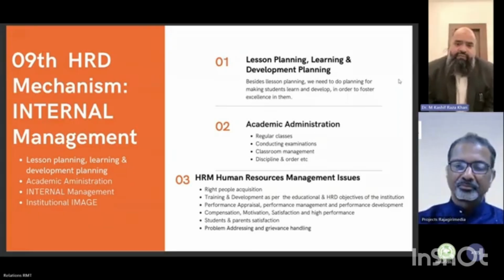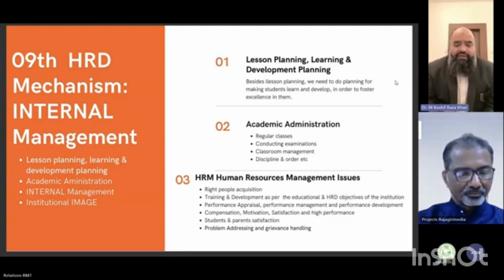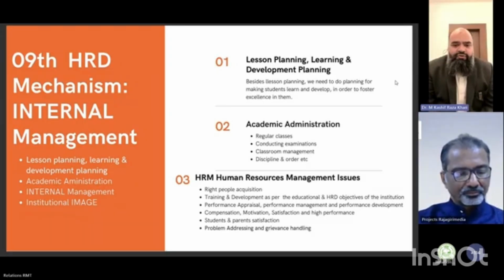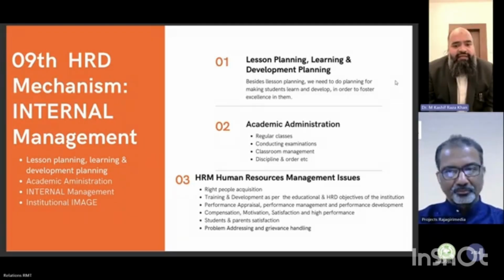Next HRM issue would be performance appraisal of the teachers, non-teaching faculty, and students also. Performance appraisal, performance management, and performance development. These are important aspects. It is not so that if I am doing appraisal carelessly, this would not impact the performance of teachers. No, this is not so. Performance appraisal of teaching staff and non-teaching staff would impact the performance of the teachers.